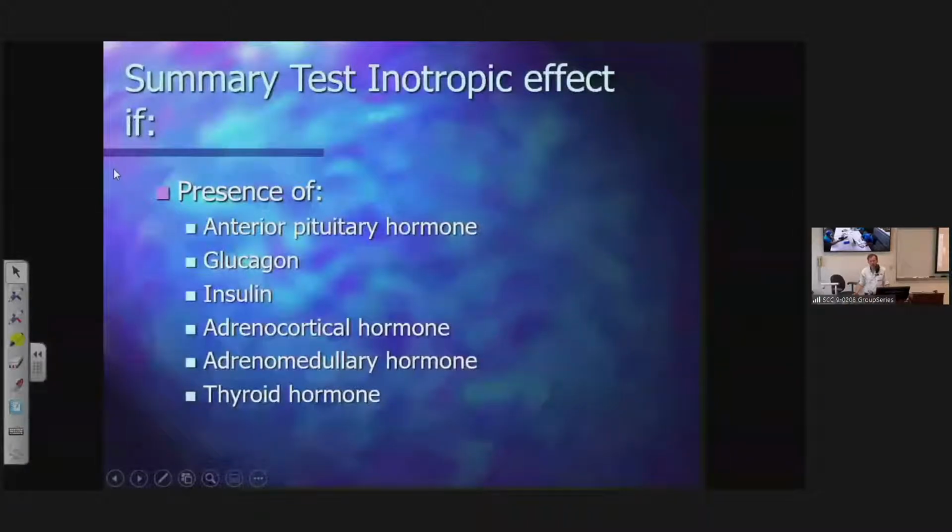Oh, we'll ask these questions now. So what if I gave you some anterior pituitary hormone? What would that do? What if I gave you insulin, glucagon? What if you got hormones from your kidney, which are usually trying to speed things up, or thyroid? All these things are positives. This whole page is positives.